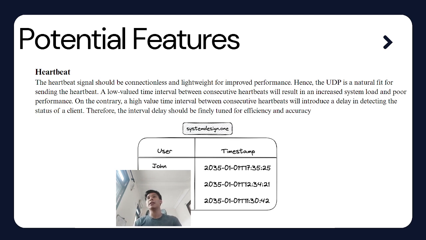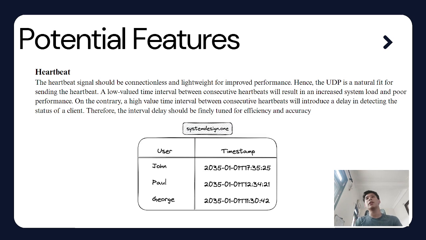So we're using UDP as a natural fit for sending the heartbeat. A low value time interval between consecutive heartbeats will result in increased system load and poor performance. But on the contrary, a high value time interval between consecutive heartbeats will introduce a delay in detecting the status of a client. Therefore, the interval delay should be finely tuned for efficiency and accuracy. And how we're going to finely tune this depends on our use case when we bring it into production.